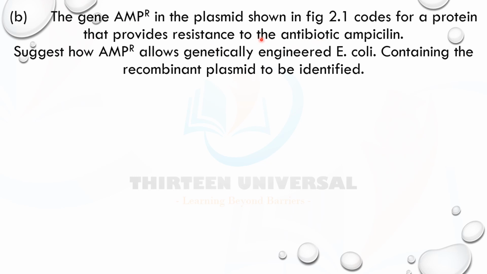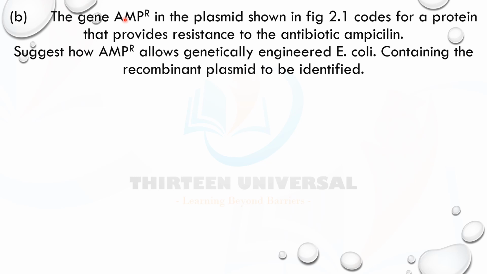Okay, now explain how ampicillin allows genetically engineered E. coli containing the recombinant plasmid to be identified. Remember, I said at the beginning that this is a gene marker, an identification of genetically modified bacteria. So pause the video. How does it help us to identify our GM E. coli? Try it, guys.